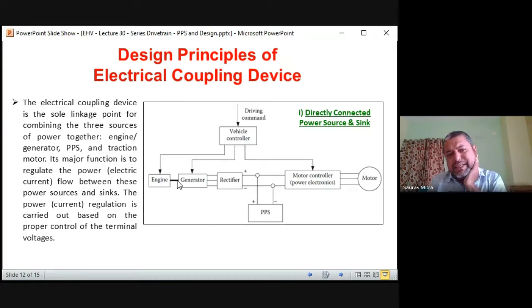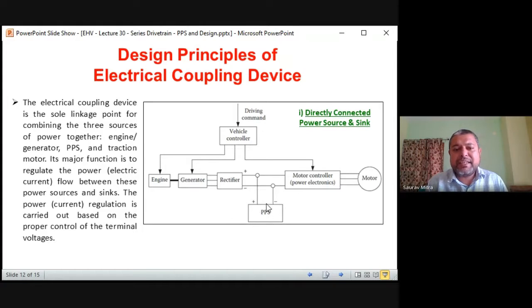Here you can see this engine generator, here also it is an electrical link, and here it is AC, rectifier is DC, PPS is also giving DC, and together this power is given to the motor controller, and the motor is here. So this power is being channelized to the motor by using the motor controller. And this vehicle controller is controlling the motor controller. So here it's a direct connection. That is, the engine, generator, rectifier is directly connected to PPS. So there is nothing in between. What can come in between? A DC to DC converter can come in between. That we are going to see in the next slide.